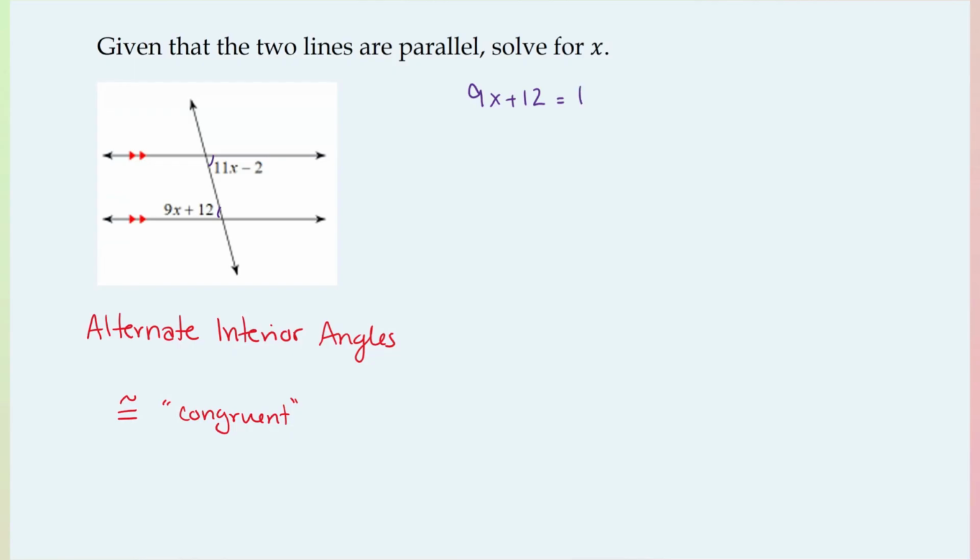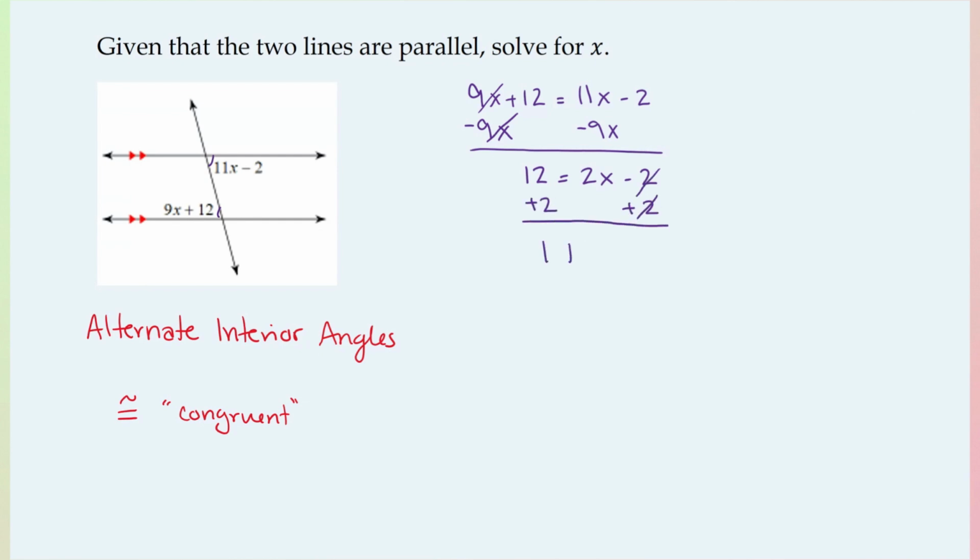So we have 9x plus 12 equals 11x minus 2. We want to solve for x, so I'm going to subtract 9x from both sides. We are left with 12 equals 2x minus 2. Add 2 to both sides. And we are given 14 equals 2x. Divide by 2 on both sides, and we are given that 7 equals x as our final answer since it asked us to solve for x.